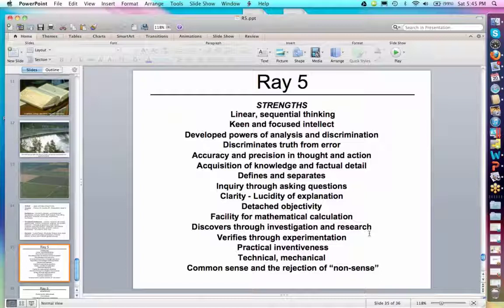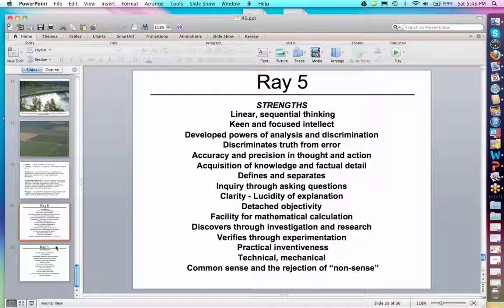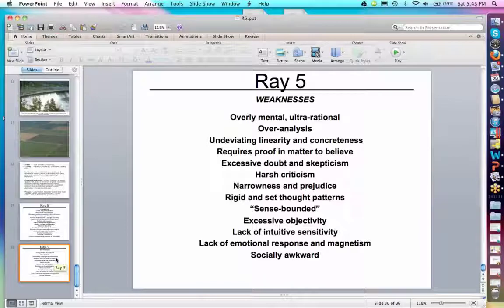Verify through experimentation, practical inventiveness, common sense, and the rejection of nonsense. Many people are so caught up in the common sense that they don't accept a lot of the things that we do. Whether you talk about ghosts or you talk about etheric, if they can't see it, they're not going to accept it. That is some of the weaknesses of the fifth ray.